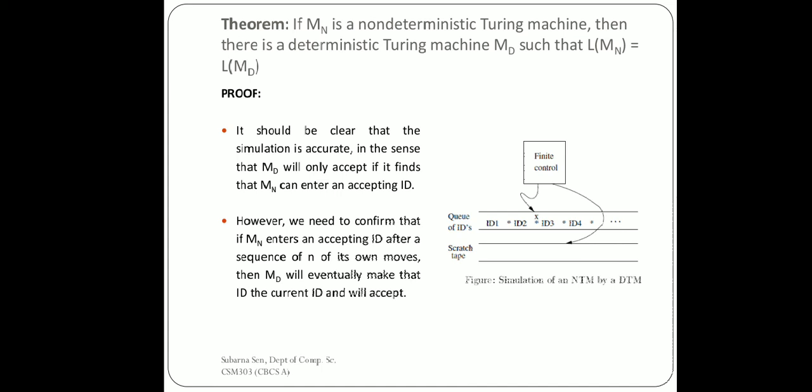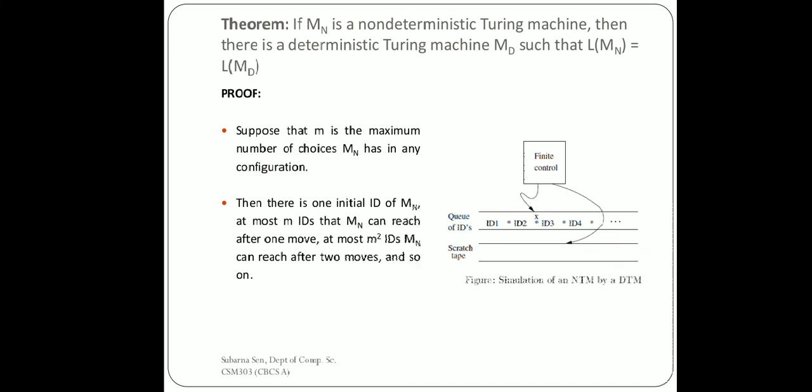However, we need to confirm that if Mn enters an accepting ID after a sequence of n of its own moves, then MD will eventually reach that ID and accept, right? So we have to confirm that Mn has entered an accepting ID, and it may have n number of own moves. Say from Q0 we have moved to Q1, then Q2, then again Q0, or say Q2, and after that we have moved ultimately to the accepting state. So there may be n number of moves in between, but ultimately it has to go to the accepting state only, right?